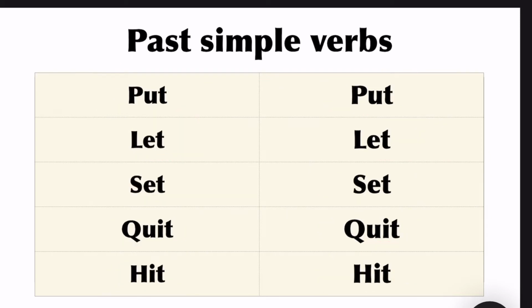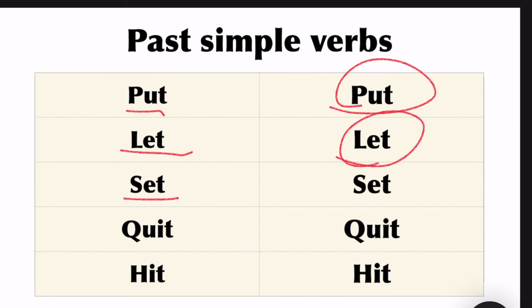Look here, the present tense form of the verb will be the past tense form also. The same thing will be the past tense form also. Put, the past tense for put is again put. Let, the past tense for let is also let. Set, the past tense verb for set is also set. Quit, quit. Hit, hit. These are all some forms of simple past tense verb patterns.